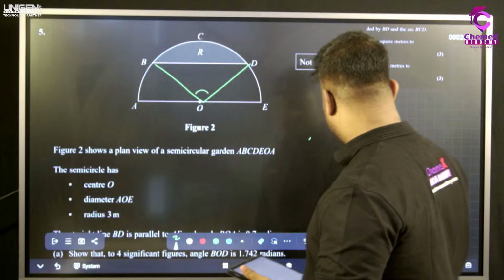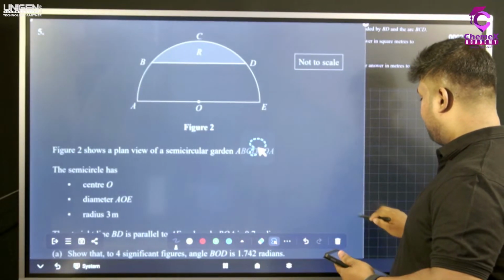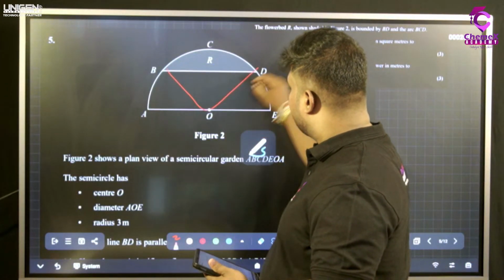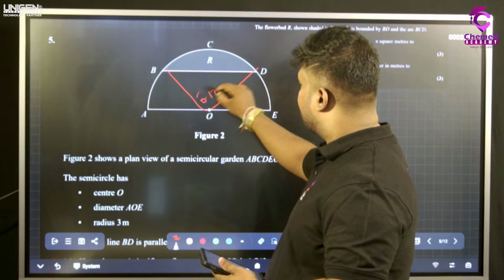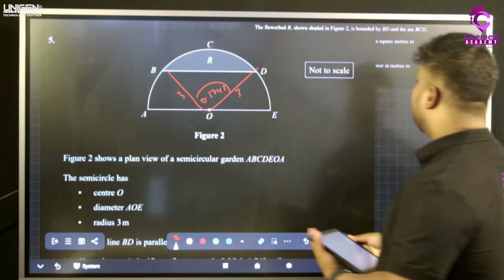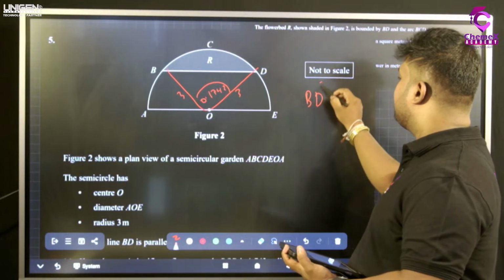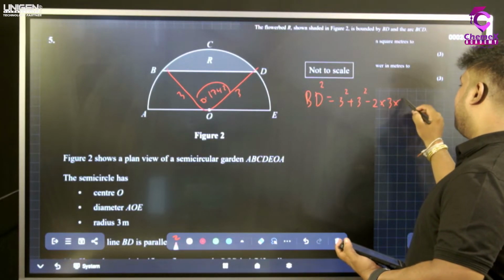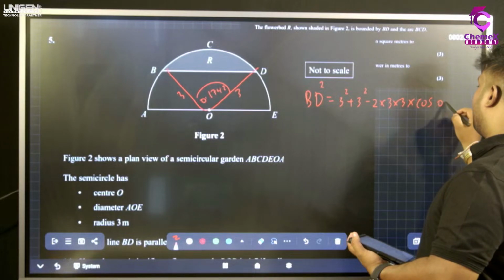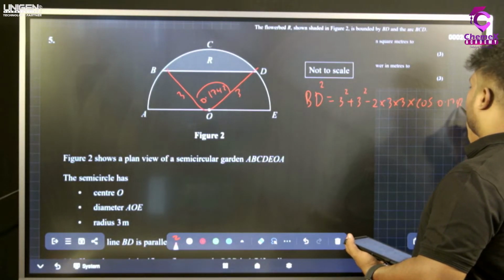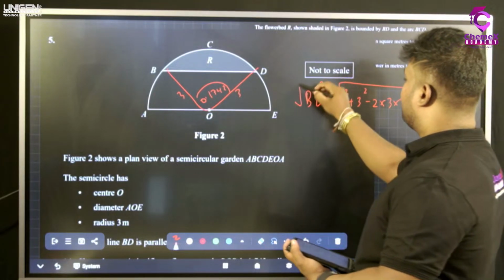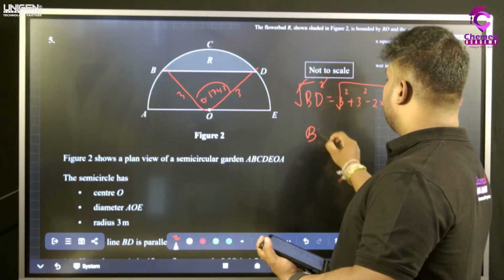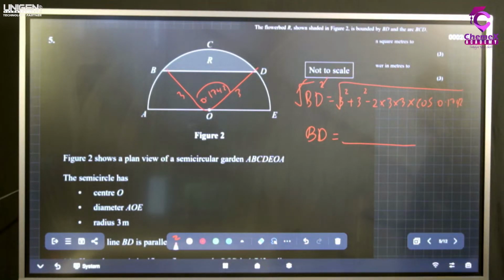This is 0.1747. This is 3, this is 3. So how do you get the BD length? BD squared equals 3 squared plus 3 squared minus 2 times 3 times 3 cos 0.1747 or something. So just write it and root it in order to get BD. Understood? So BD is equal to that value.